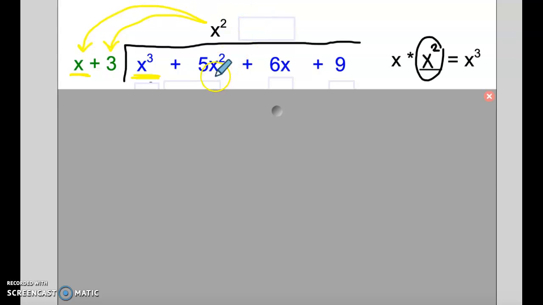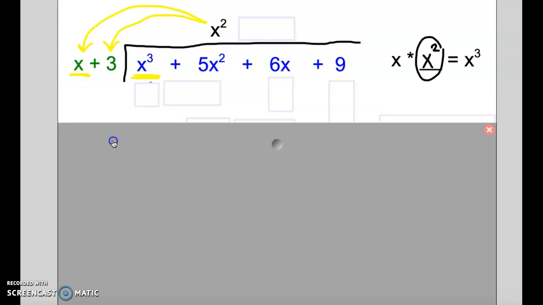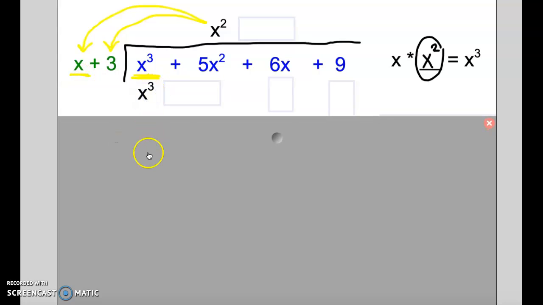Okay, so how we're going to do that? We're going to do x squared times x. That's going to give me x cubed. And then I'm going to do x squared times 3. That's going to give me 3x squared. Again, notice all of my variables are lined up with like terms.